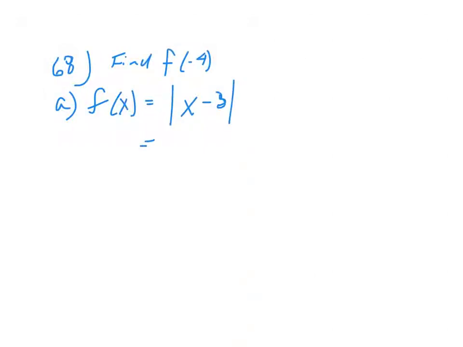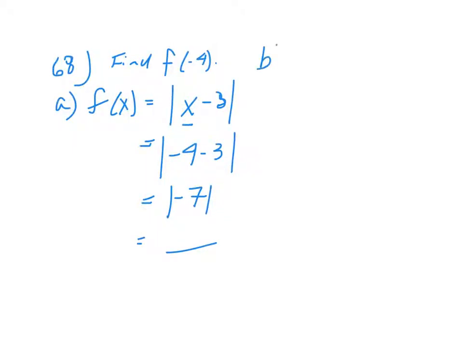I am going to just plug in my negative 4 in for x, and I get the f of x equals the absolute value of negative 4 minus 3. Now I have to treat the absolute value bars like parentheses and do what's inside here first. So negative 4 minus 3 is negative 7. What is the absolute value of negative 7? That's your answer right there.